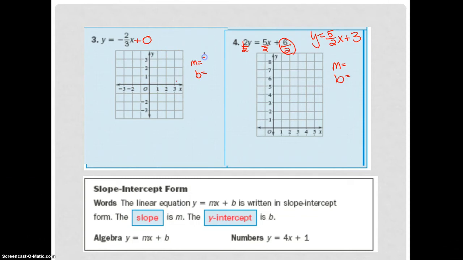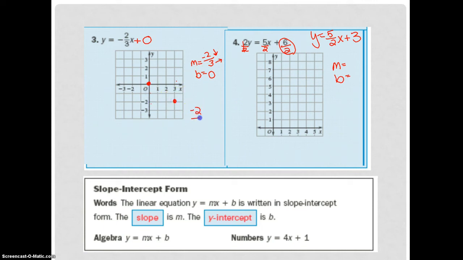Number 3, the slope is negative 2 over 3. The b is 0. So at the 0, you're going to put a dot on the y-axis. Now the slope is negative 2 over 3. That means the rise is down towards the negatives. 3, right. So we are going to go down 2, right 3.